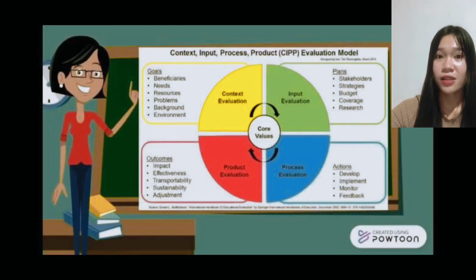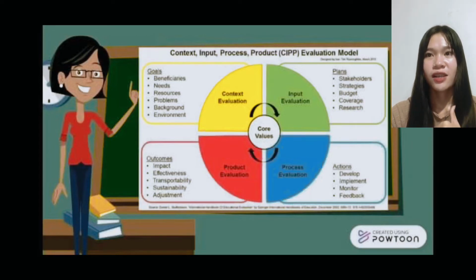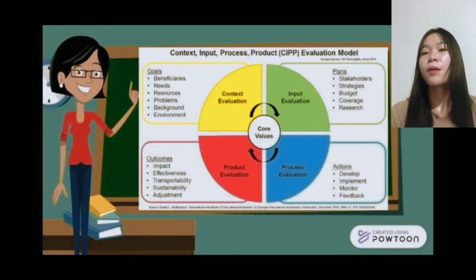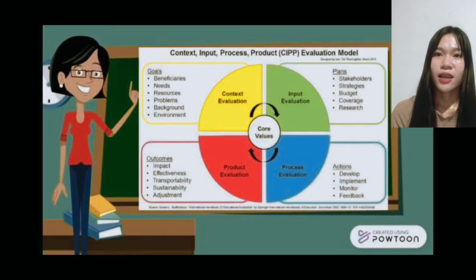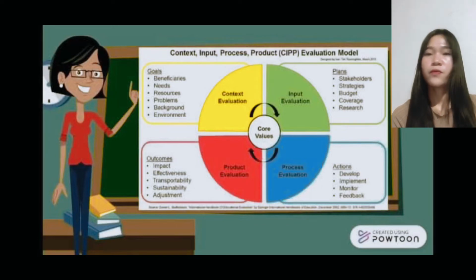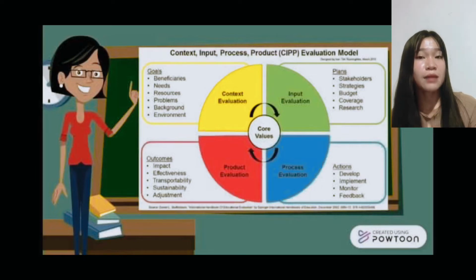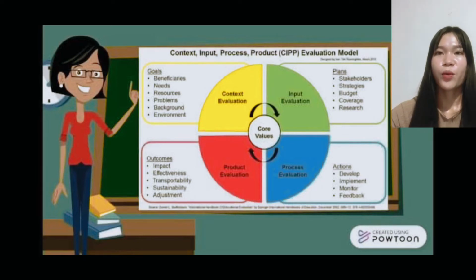Now, how about the process one? The process evaluation. Okay, we have its actions: develop, implement, monitor, and the feedback itself. Now, the outcome or the product. Okay, its impact: if it's effective, if it's transportable, if it's sustainable, and whether it can be adjusted.